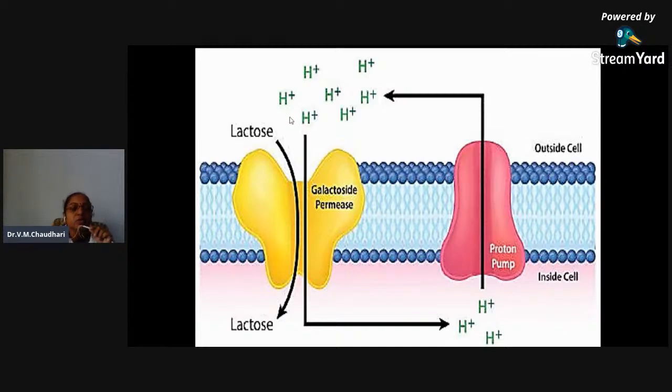पण लॅक्टोज परमिएस, what is the role of lactose permease? Lactose permease is a symport mechanism. Symport type of transport. सिम्पोर्ट ट्रान्सपोर्ट म्हणजे काय की it transports lactose along with the H plus ions, म्हणजे एच प्लस आयन्स पण त्याच्याबरोबर ट्रान्सफर होतात with the help of this protein known as galactoside permease or lactose permease.